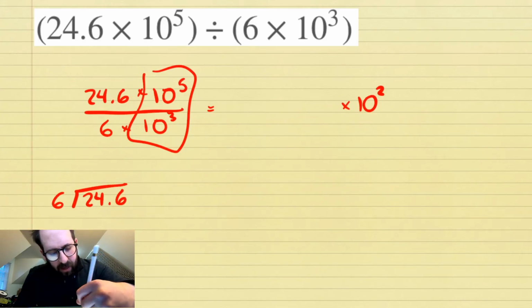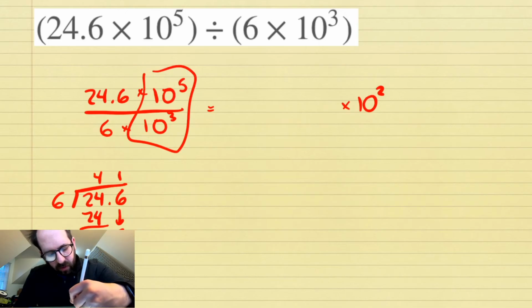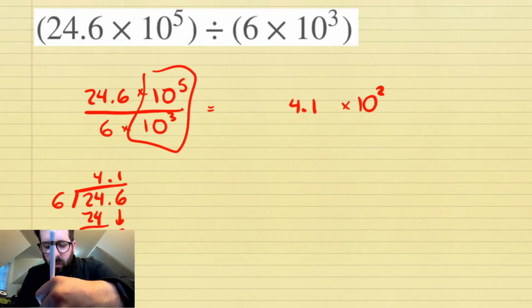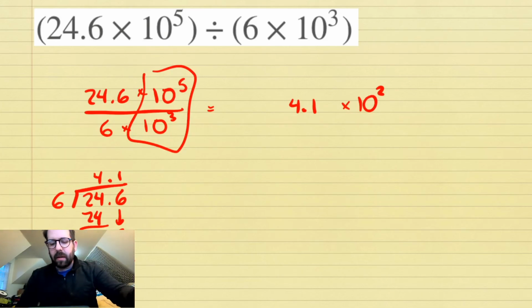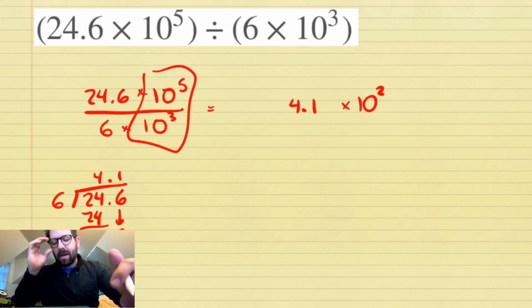24.6, we're going to divide by the 6. Now, 6 can go into 24 4 times. It's perfect. Bring down the next number. 6 can go into 6 once perfectly, and that makes me a remainder of 0. Move the decimal straight up, so it's 4.1 times 10 to the second. So again, maybe it's kind of refreshing your skills from elementary days of how to divide.